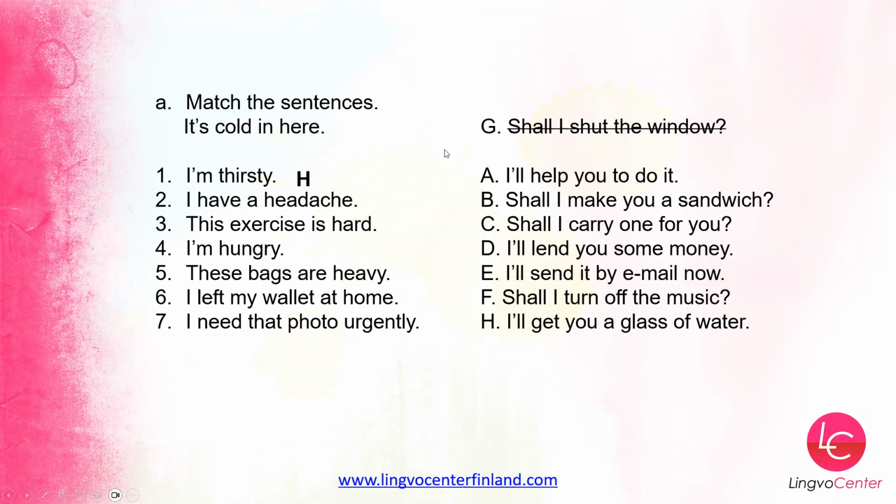So the second sentence is I have a headache. Now that we read through all of the sentences, we can think through which one it can be. Which one is going to be the answer? That's right. It is going to be, shall I turn off the music? Maybe the person has a headache because of the music. So we offer them to turn down the music.